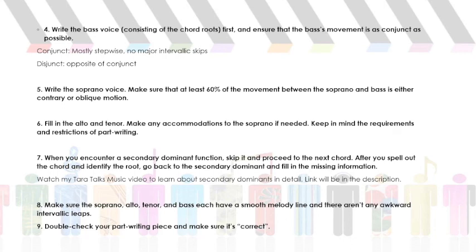After that, if you encounter a secondary dominant function, you should skip it and proceed to the next chord. After you spell out the next chord and identify its root, go back to the secondary dominant and fill in the missing information. Watch my Chord Talks music video to learn about secondary dominants in detail, and the link will be in the description.